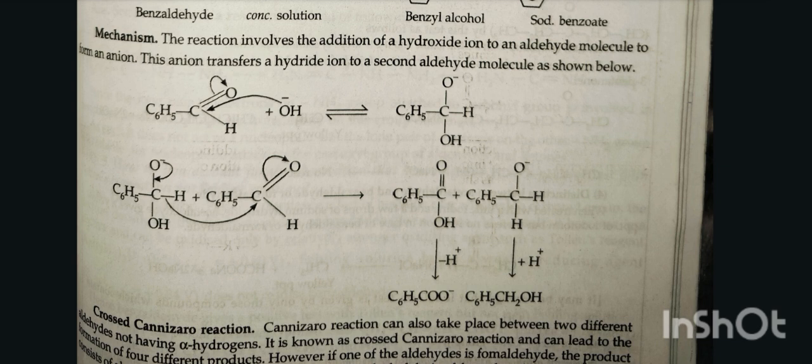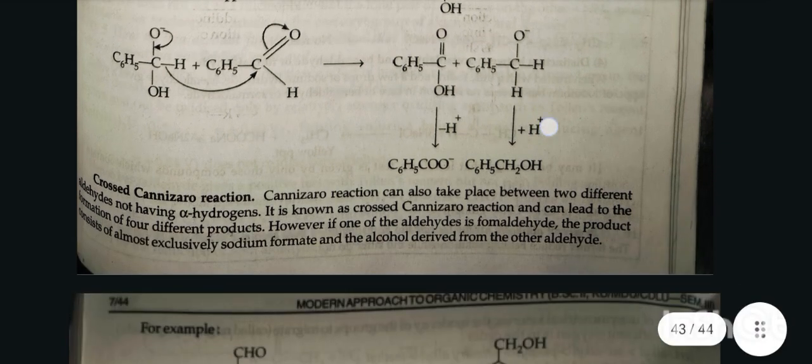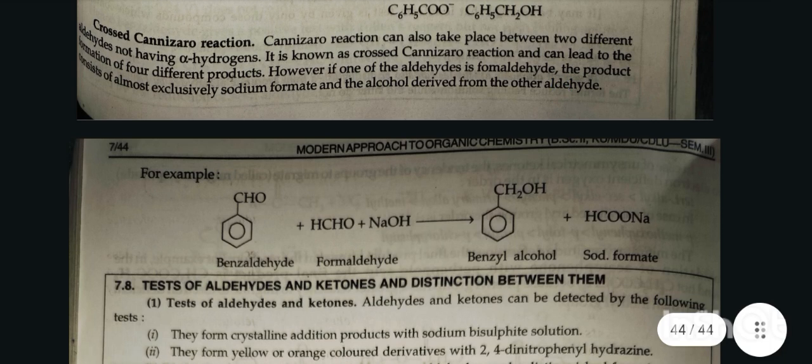Mechanism: the reaction involves the addition of a hydroxide ion to an aldehyde molecule to form an anion. The anion transfers a hydride ion to a second aldehyde molecule, as shown below.